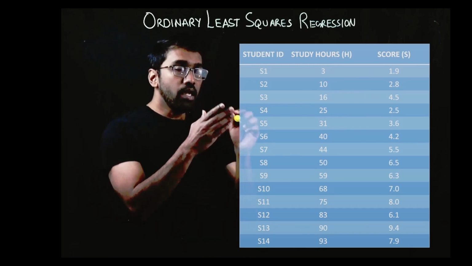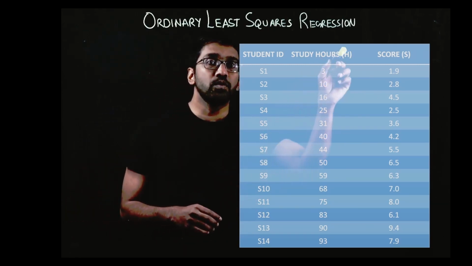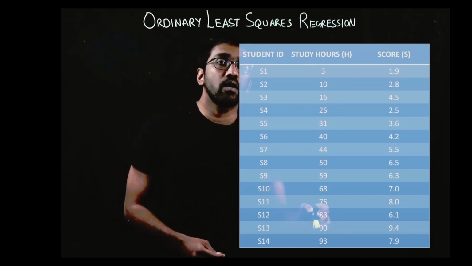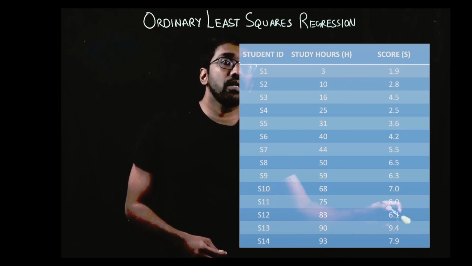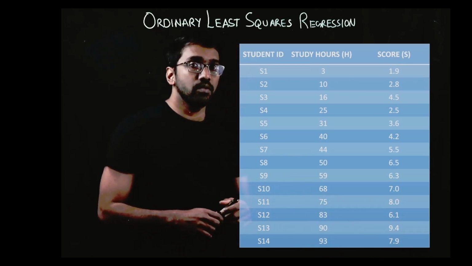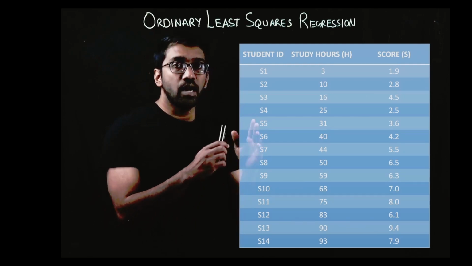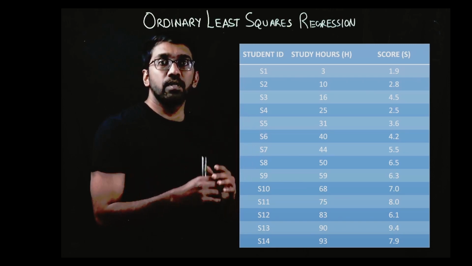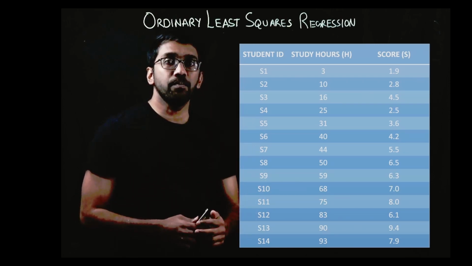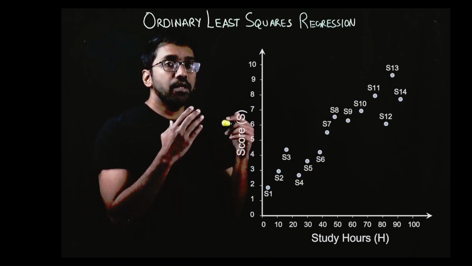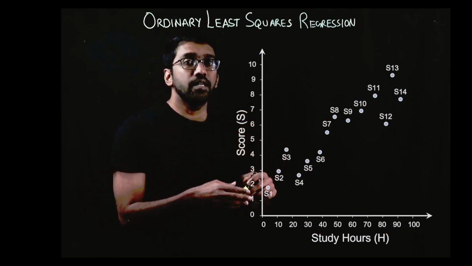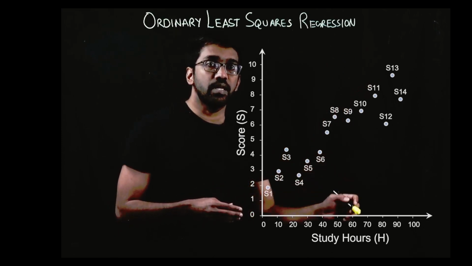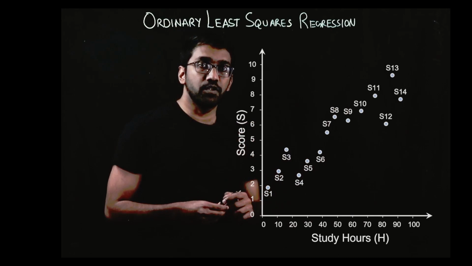Looking at this table itself, you can understand that a person who studied for 3 hours obtained a score of 1.9, while a person who studied almost 93 hours obtained a score of 7.9. So there is some kind of trend underlying in this table itself. Let us try to picturize this table in a two-dimensional plane. And you can see that here it is more evident that there is a linear relationship that exists between the different study hours and score associated with these different students.